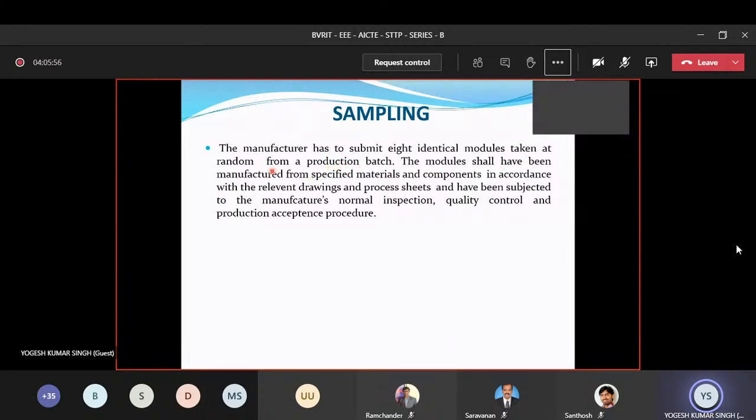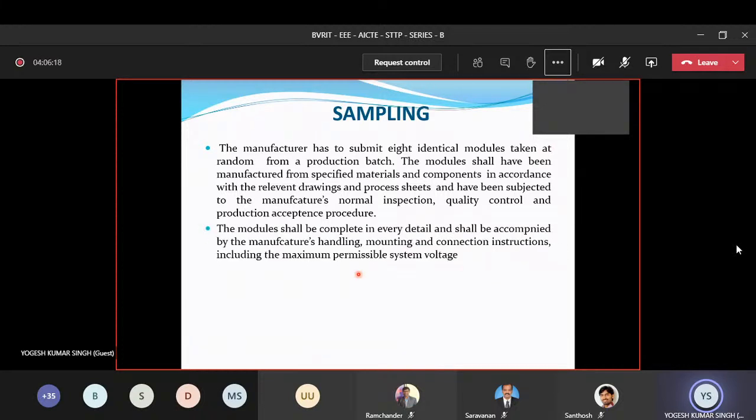The modules shall be manufactured from specific materials and components in accordance with the relevant drawing, process and other requirements. The modules shall go through normal inspection, quality control and production acceptance procedures. These are all the things we will cover in that area. The module shall be complete in every detail and shall comprise the manufacturing, handling, mounting and connection instructions. Whenever you take the module, the manufacturer will give you all the instructions and guidelines about the module.